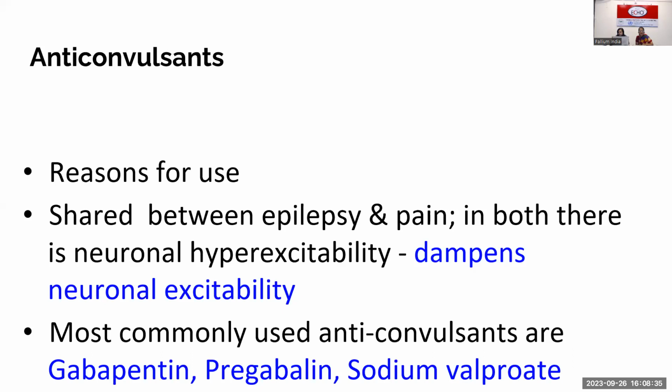Next group is anticonvulsants. Why are they used? Basically, we saw in the pathophysiology that there is hyperexcitability of the nervous system. We want to dampen the hyperexcitability. That is why anticonvulsants are used, because they have the capability to dampen neuronal excitability. The ones which are commonly used are gabapentin, pregabalin, and sodium valproate, and in all of them, the main underlying mechanism of action is reducing neuronal excitability.